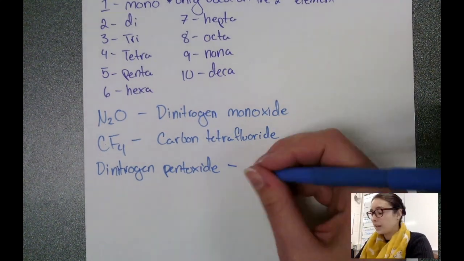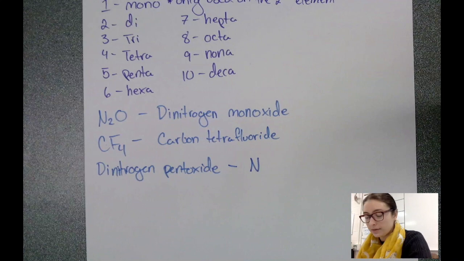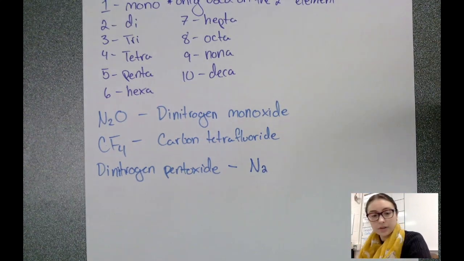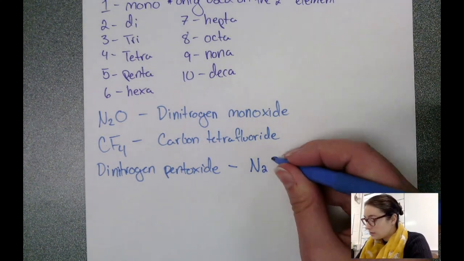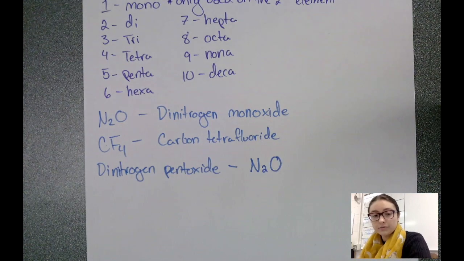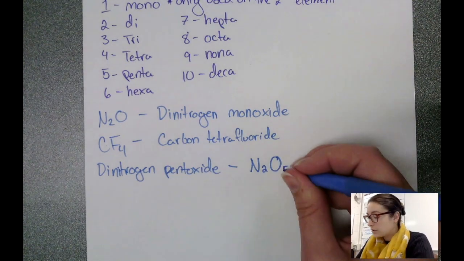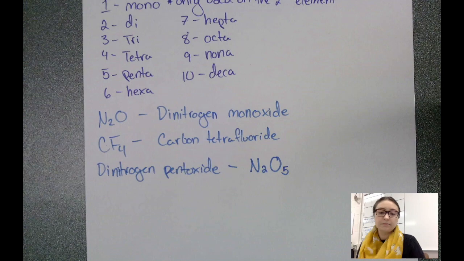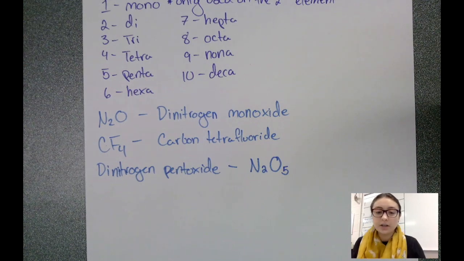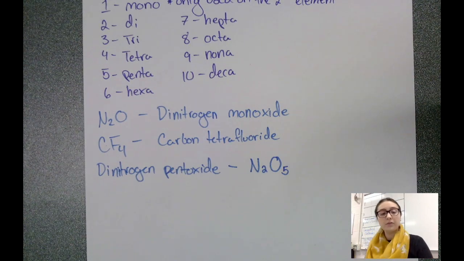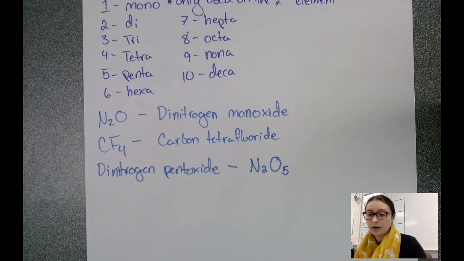If you've got to go the other way, it's just as easy. Dinitrogen pentoxide. Well, nitrogen has the symbol N. Di means there's 2 of them. Oxide, symbol for oxygen. Penta, that means there's 5 of them. N2O5. All you need to know for molecular compounds is those prefixes. If you've got that down, you're good to go on these.